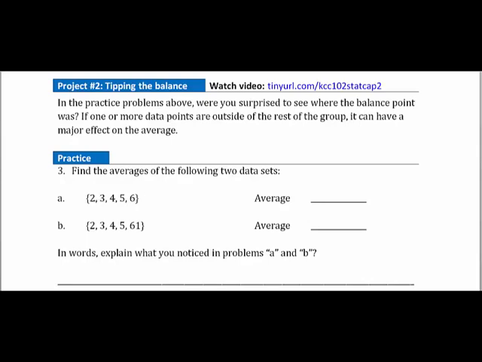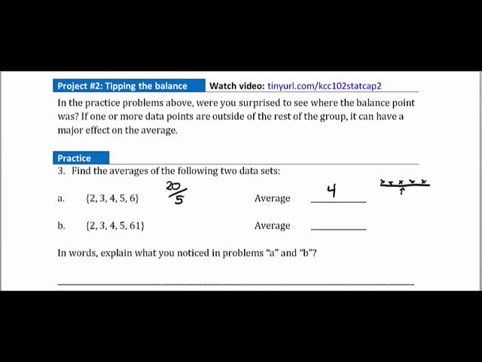So in part A of this practice problem, we add 2 plus 3 plus 4 plus 5 plus 6 and get a total of 20. Then we divide by the number of numbers in the data set, which is 5, and find out the average is in fact 4. And if you looked at this on a number line from 2 through 6, you'd have 2, 3, 4, 5, and 6, and these little X's will represent where these data points are from 2 through 6, and the balancing point is exactly in the middle at 4.